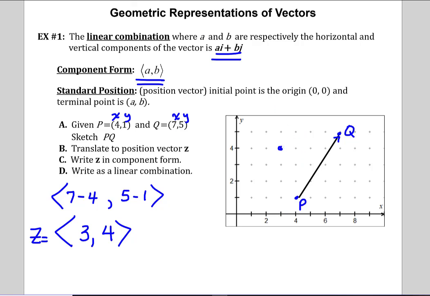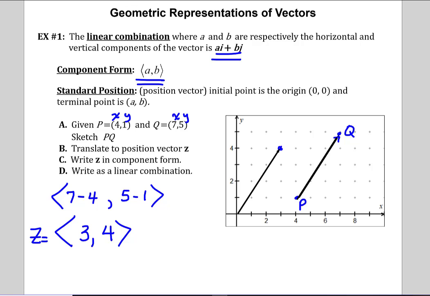And I'm going to show you how that looks with my directed line segment. So here's my vector. And you can tell if I pick this vector up and move it 3 units to the right, 4 units down, I'm going to be right there, from P to Q. So we've moved that vector back to the origin. This is called standard position. Or I'm sorry, this is called component form.